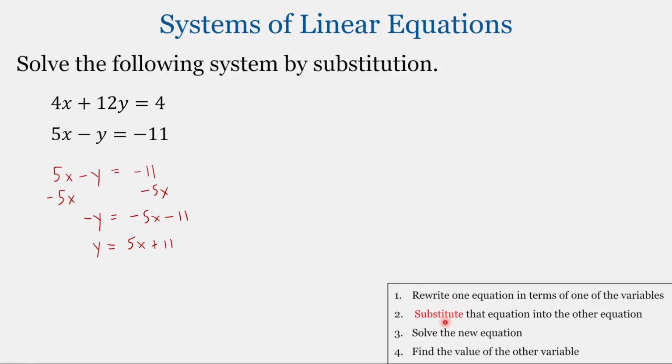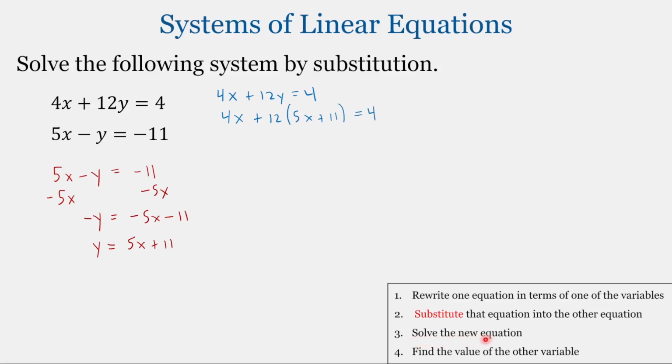Next step is to substitute that equation into the other equation. So we solve for y in the second equation. So now we're going to replace the y in our first equation with that value. So the first equation is 4x plus 12y equal to 4. Wherever there's a y in this equation, we're going to replace it with, or substitute it with, 5x plus 11. So this is 4x plus 12 times (5x plus 11), all equal to 4.